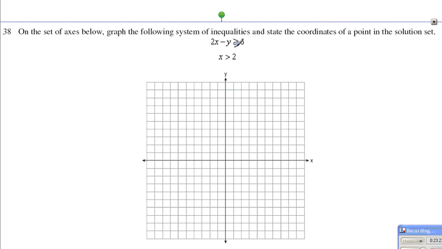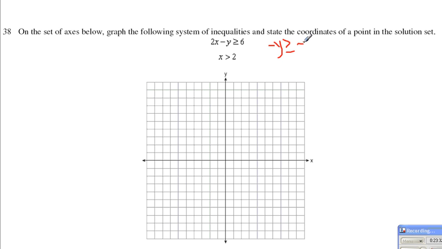Now, here, if I have to rewrite this one, then by subtracting 2x, we have negative y is greater than or equal to negative 2x plus 6. Now, if you want to get rid of the negative, then we can divide the whole thing by a negative sign, but we just have to make sure that we switch the sign. So we have y is less than or equal to 2x minus 6. Now, that means starting from negative 6, 1, 2, 3, 4, 5, 6. We're going to go up by 2 over 1, up by 2 over 1, up by 2 over 1, and so forth and so on.